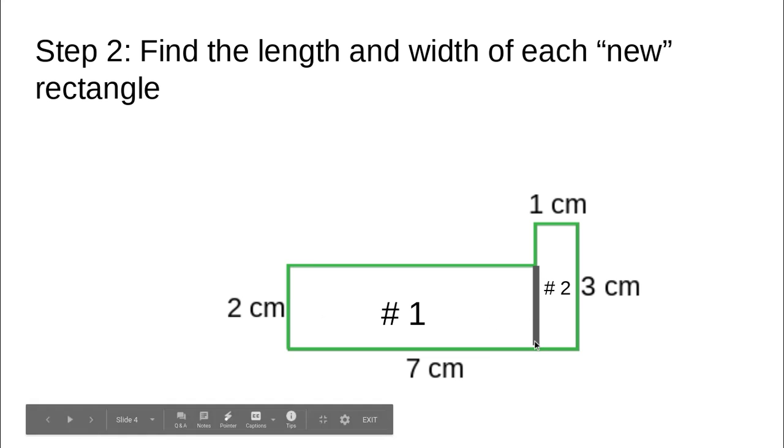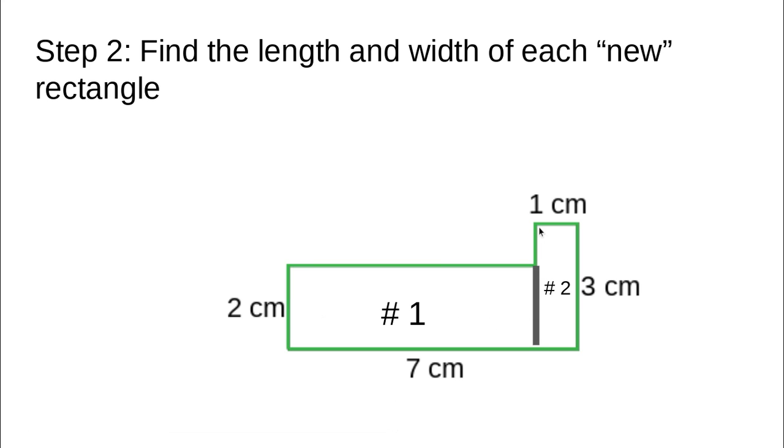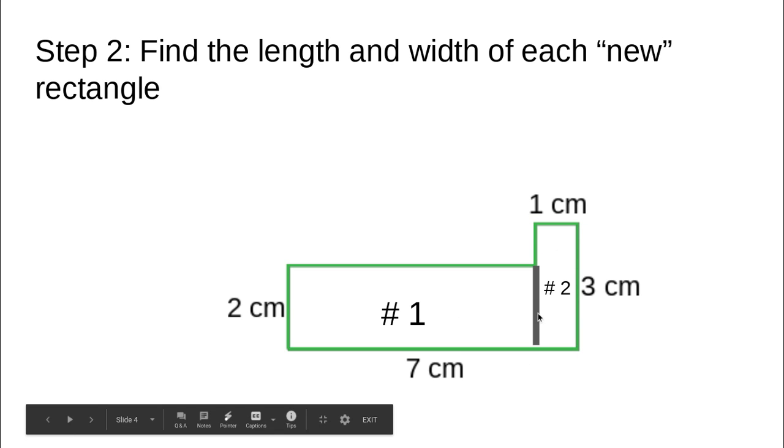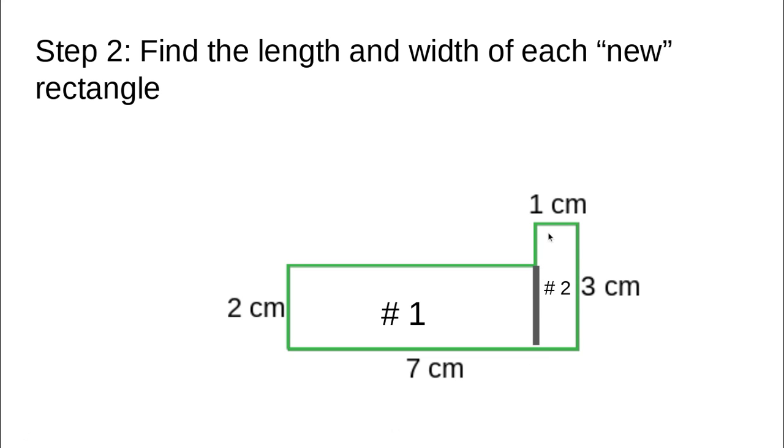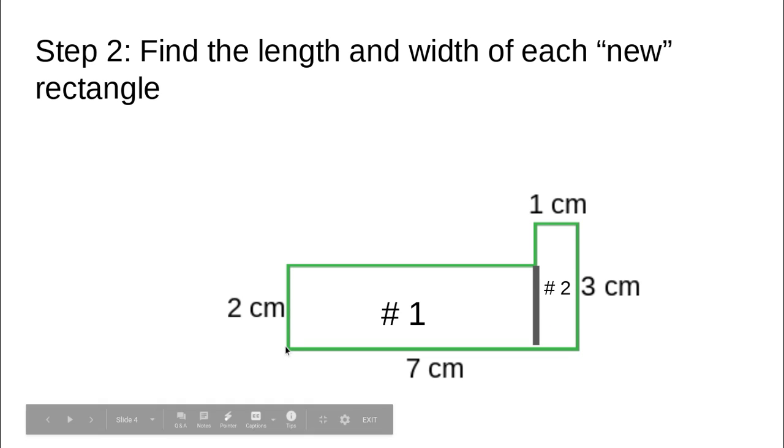If this is 2 centimeters, I know what this side is going to be, and I can figure that out because if I have 3 as a total over here and 2 right here, that this must be 1 because I have to have 3 on each side. So 2 plus 1 would equal that 3. All right, so I've got 2 as my width over here.